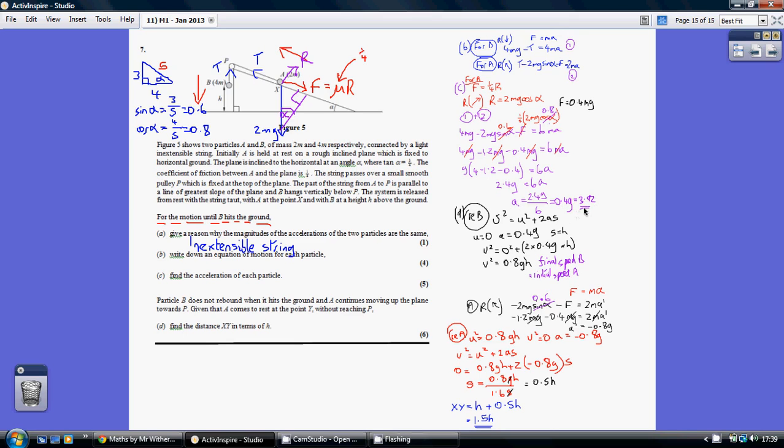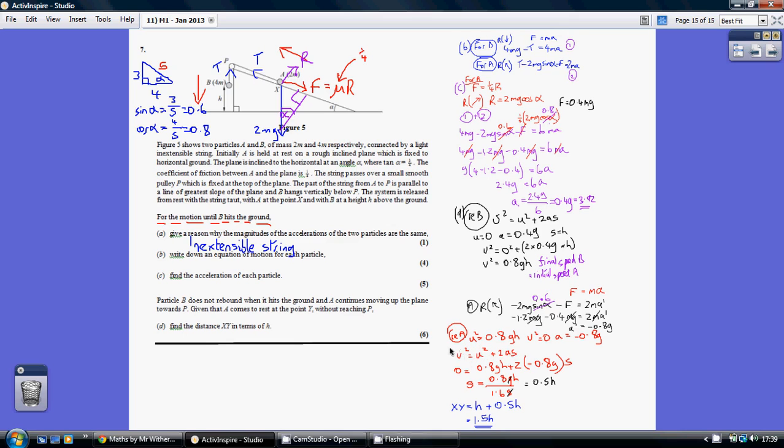or 3.92. Now for part D, really we've got to work out the distance XY, so we're going to end up using v squared equals u squared plus 2as. So we need to do two preliminary calculations. We need to work out what the initial speed is, and we need to work out the acceleration.